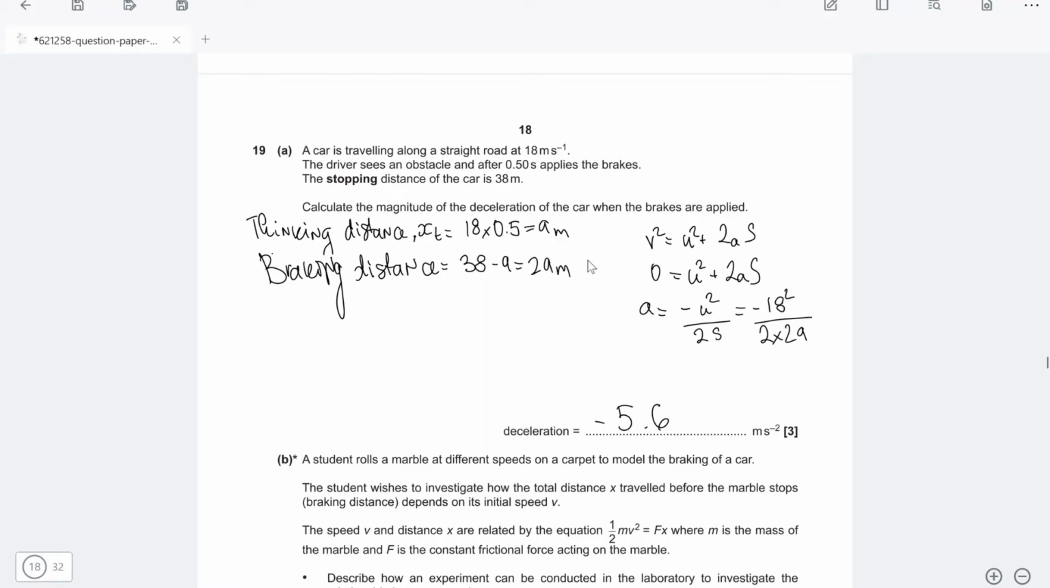Because the car is stopping, our final speed is going to be 0, and our initial speed will be 18, and we know that s will be 29, so we can directly rearrange for the acceleration. That's going to be minus 18 squared divided by 2 times 2 times 29. Plugging this into a calculator, we're going to get minus 5.6 meters per second squared.